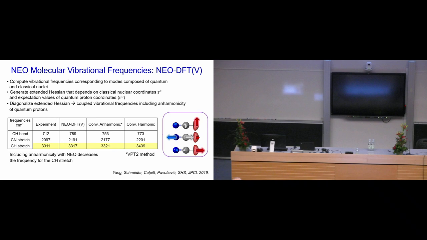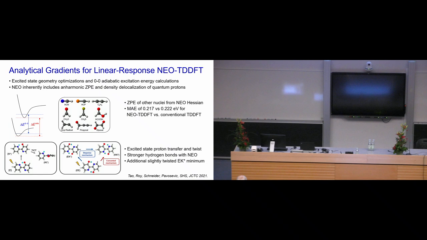We also have analytical gradients for the NEO-TDDFT, so we can get excited state geometry optimizations and 0-0 adiabatic excitation energy. So what I mean by adiabatic excitation energies, we optimize the geometry in the ground state and the excited state, include the zero-point energies, and we can then compare to experiment. Now, NEO-TDDFT inherently includes the anharmonic zero-point energy of the quantum protons, right, as well as the delocalization of the proton densities in the geometry optimizations. We can include the zero-point energy of the other nuclei just from a NEO-Hessian.